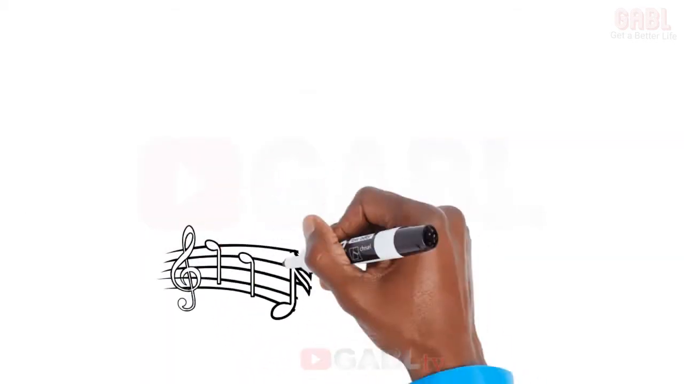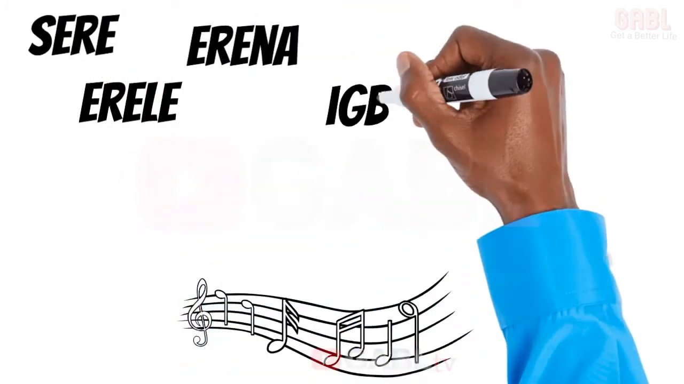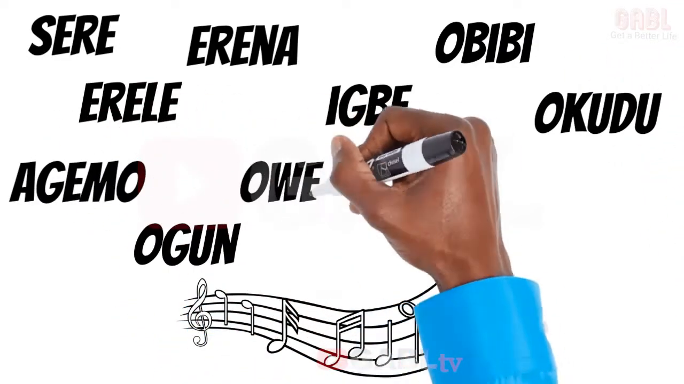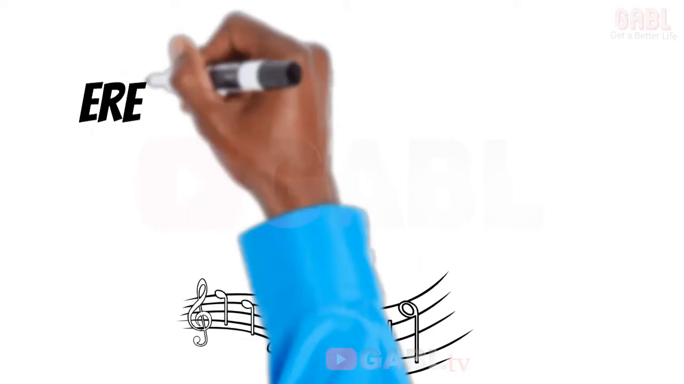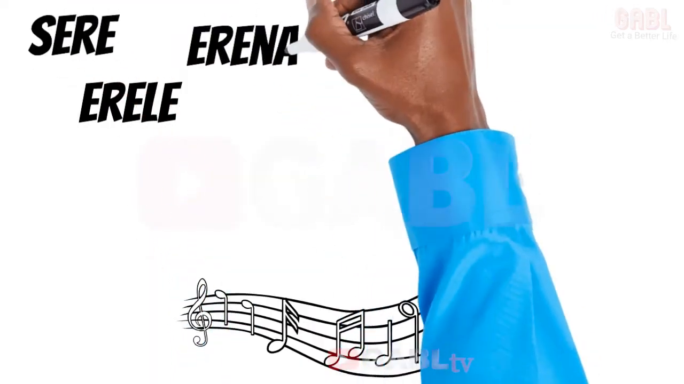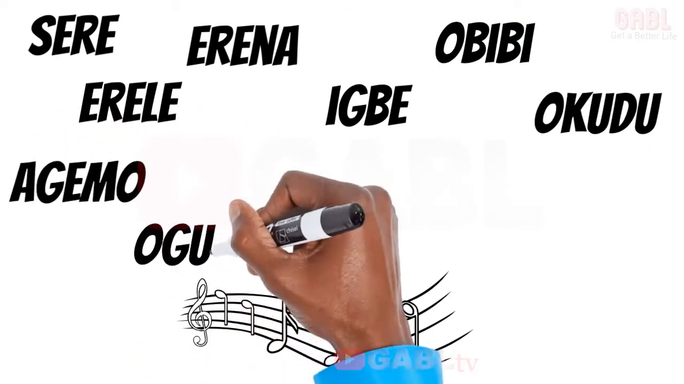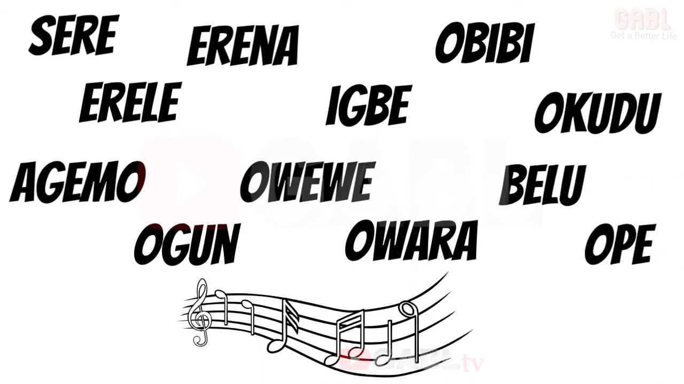Now, let's sing with the months. Here we go. Sere, Erele, Erena, Igbe, Obibi, Okudu, Agemo, Ogun, Owewe, Owara, Belu, Ọ̀pẹ. Let's take it again. Sere, Erele, Erena, Igbe, Obibi, Okudu, Agemo, Ogun, Owewe, Owara, Belu, Ọ̀pẹ.